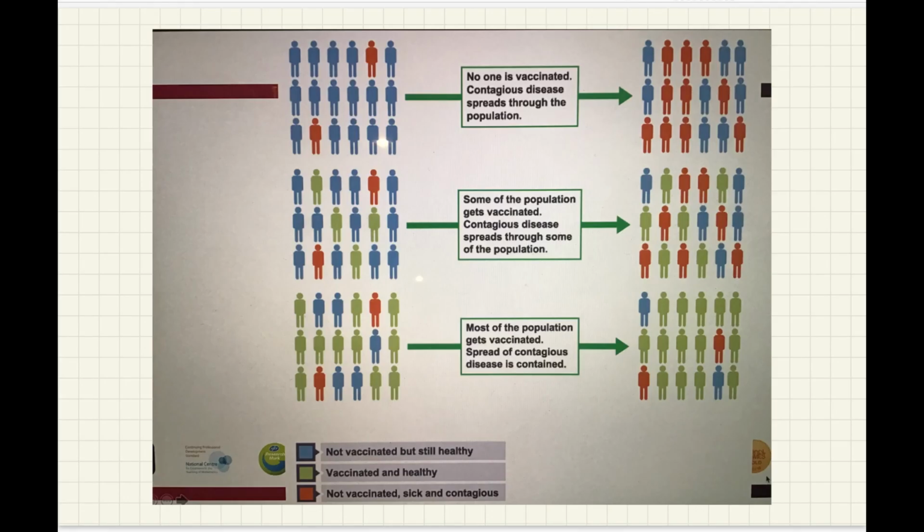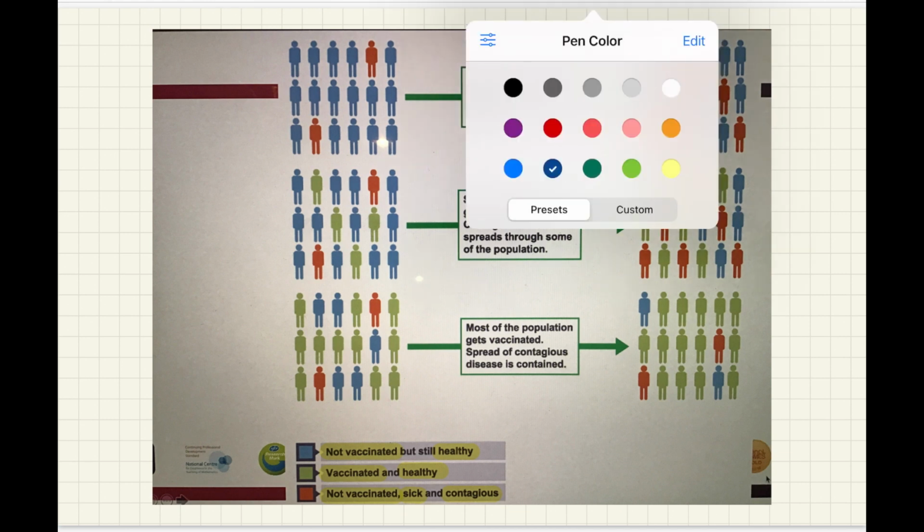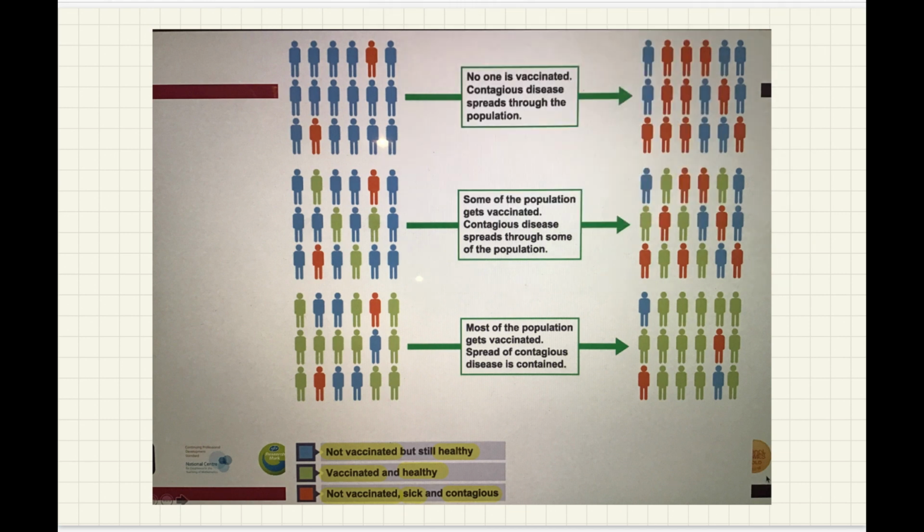Here's a diagram to show herd immunity. Pause the video and have a read. So blue people are not vaccinated and healthy, green people are vaccinated and healthy, and red people are not vaccinated, sick and contagious. So if we have a look at the top row, we have got no one vaccinated and 2 infected contagious people. And as time passes, lots and lots of people become infected too.